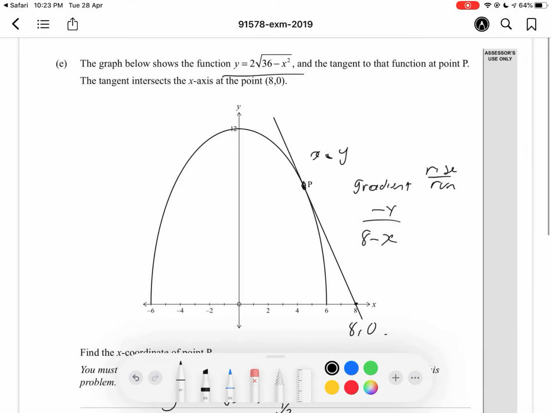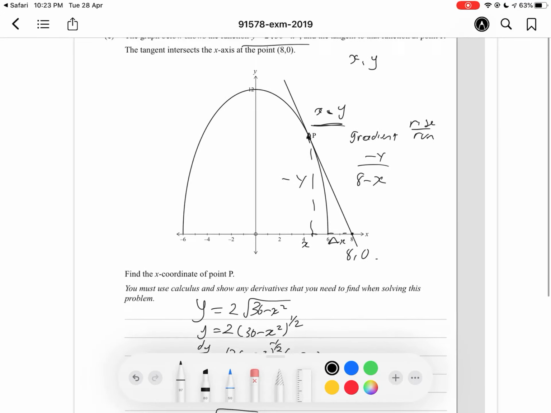So this question was actually challenging in that you had to find another equation for the gradient, but that is just the rise over run. For this point P, you can just let it be x, y. From point P, the change of y is negative y, and the change of x would just be this x point and this 8 here, so 8 minus x will be the change in x. I hope you can see that there. So 8 minus x is the change in x, and because it goes from point P, that's x, y, to 0, the change is negative y.